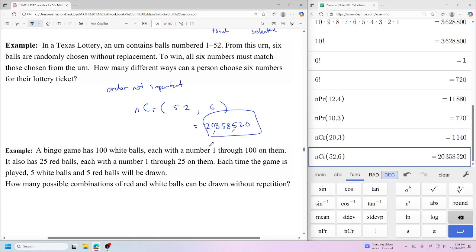Okay, so now it's going to the next level. A bingo game has 100 white balls, and then it has 25 red balls, and each time you get 5 white and 5 red. How many different combinations? So, okay, first off, is order important? I don't really think so. I hope not. So I'm going to just go order is not important. Order is not important. Say that again.